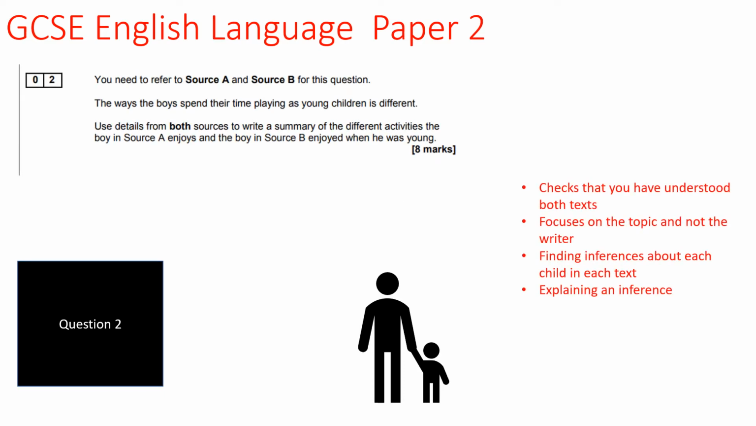Now, question 2 doesn't change. It follows a very, very similar format as the one we've got here. So it goes something along the line, you need to refer to source A and B, and it will always ask you to look at both sources. And this one gives you a statement. The ways boys spend their time playing as young children is different. Use details from both sources to write a summary of the different activities the boy in source A enjoys and the boy in source B enjoyed when he was young. Okay, so that's what you'll get. You'll be told to read source A and B, and you'll be given a thread. So here is the thread about the boys, and then you'll have to write a summary.